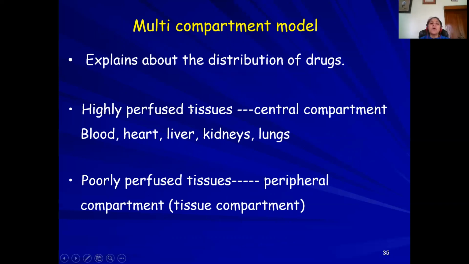Here, we classify the organs and tissues as highly perfused and poorly perfused. Highly perfused tissues form the central compartment, and the poorly perfused tissues form what we call the tissue compartment or the peripheral compartment. Highly perfused tissues fall under the central compartment, and the organs that come in are blood, heart, liver, kidneys, lungs, spleen, and so on. And the poorly perfused tissues fall under the peripheral compartment, what we call the tissue compartment.